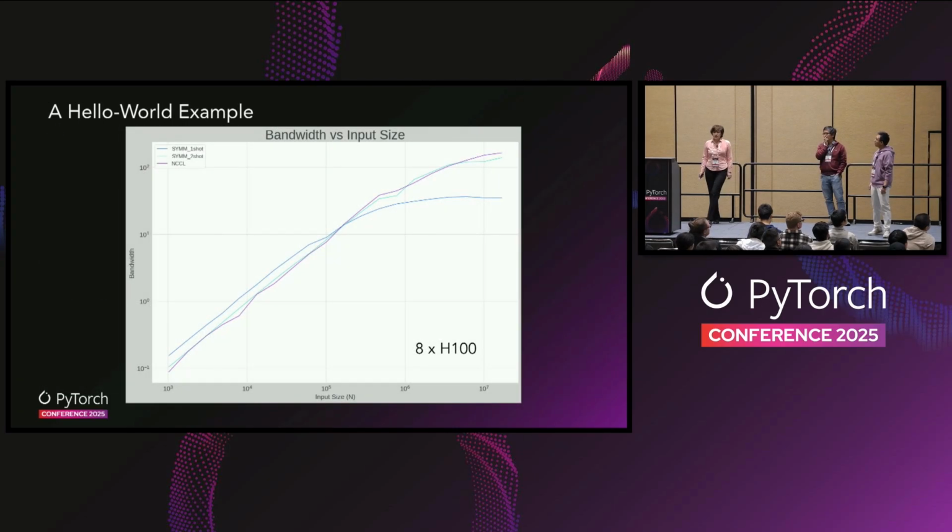And here we are showing the results for the one-shot symmetric memory kernel mentioned on the previous page. In latency-bound regimes where you are all-reducing small messages, the latency of this direct memory access kernel is clearly much better than what NCCL or the two-shot implementation provides.